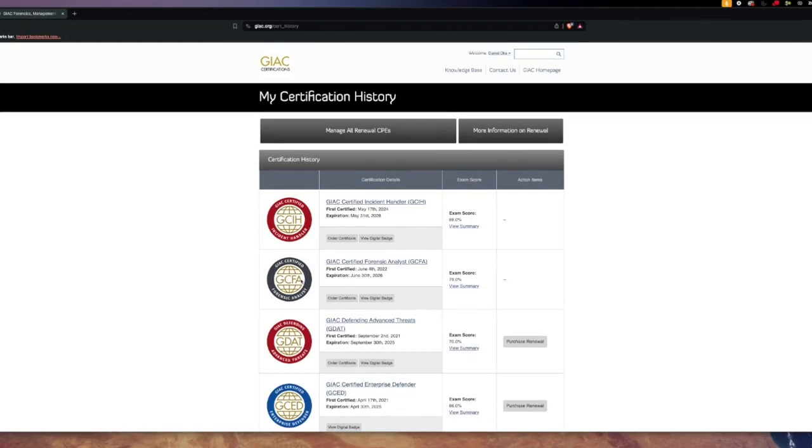Got some exciting news again. I know I said I would be back sooner, but life happens. The crazy thing is, even though there's been a gap, like 2022 to 2024, between my last cert and my newest cert, I actually took another SANS course, the GNFA, the Network Forensic Analyst.